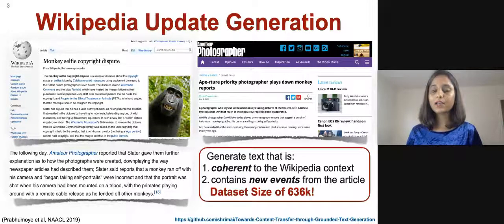To reiterate, the task is to generate text that coherently fits the Wikipedia context and contains new information from the news article. The size of this dataset is 636,000 instances.